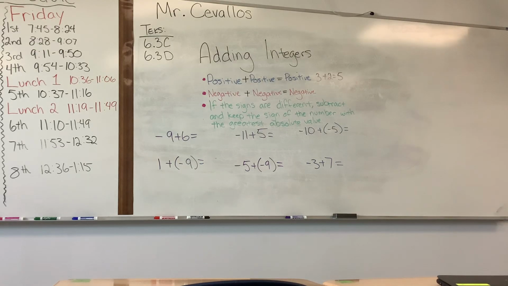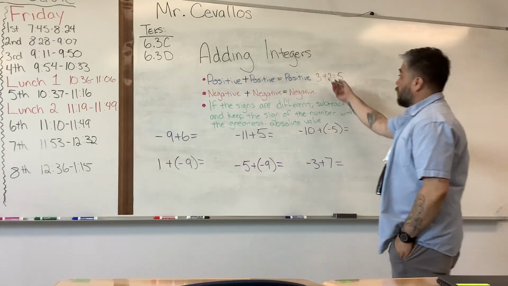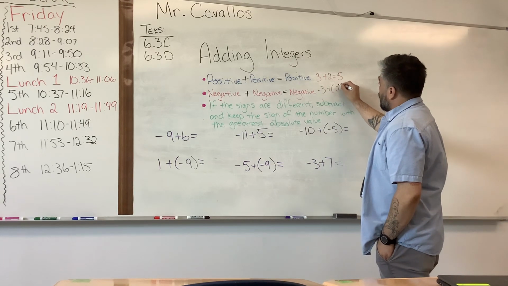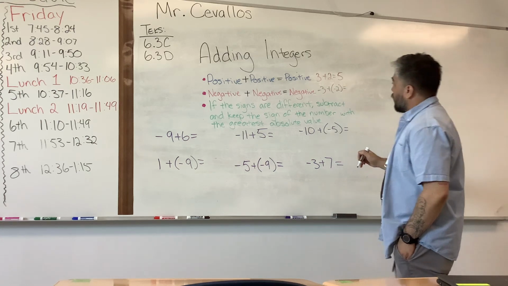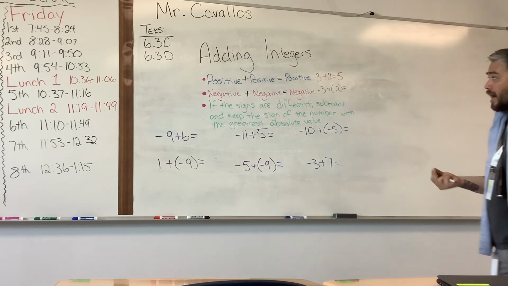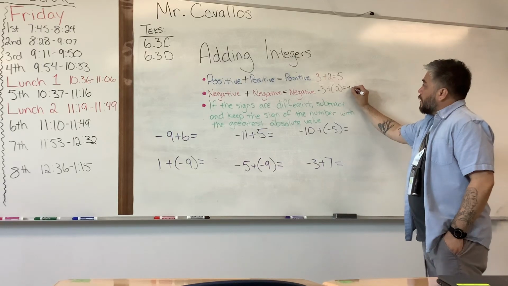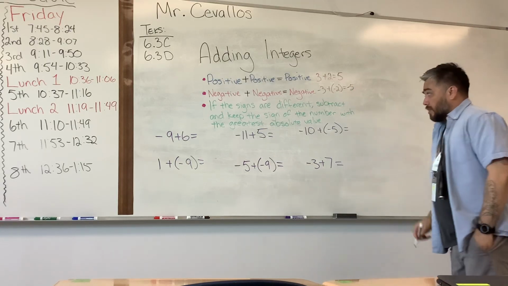The next rule we need to know is that a negative plus a negative is also a negative. What does that look like? I'll use the same numbers. Negative 3 plus negative 2. I'm still adding them. They're still 5, but because they both have negative values, they will remain negative numbers.